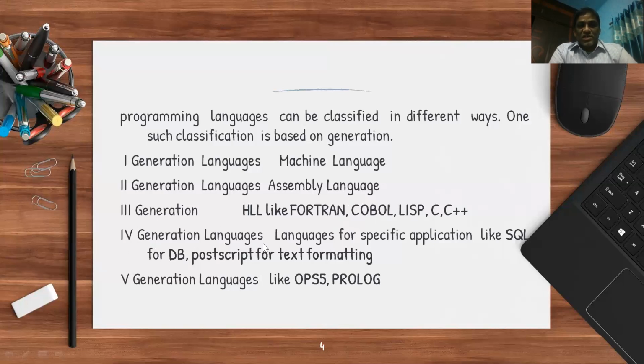And the fourth generation languages are meant for query languages or PostScript languages for text formatting, and some other languages for special purposes. These are special purpose applications, like coding the databases, text formatting, and so on. Many other languages are available. And the fifth generation languages are meant for artificial intelligence, like OPS5, Prolog, and so on. Many other AI languages were developed, which are under usage now. So this is the evolution of programming languages since 1940 till now.